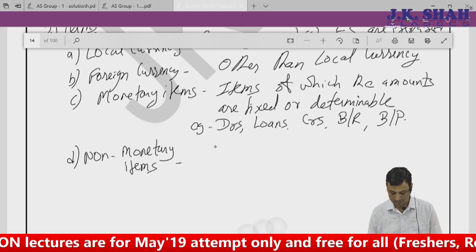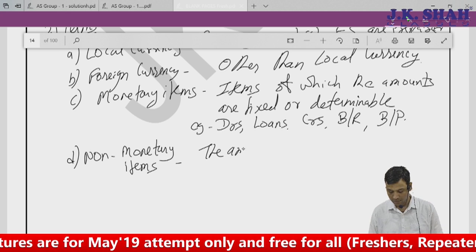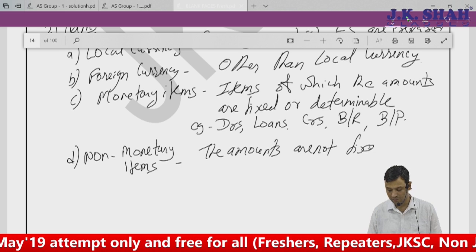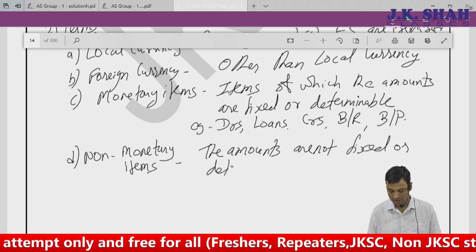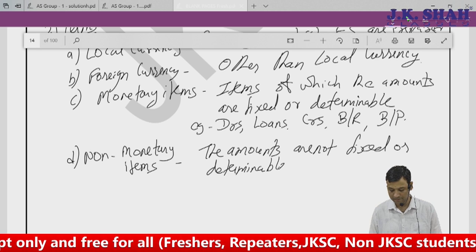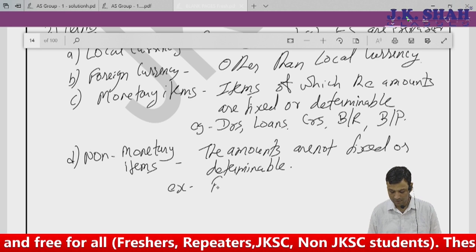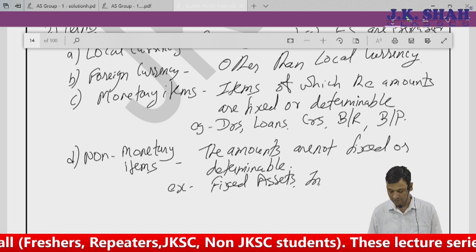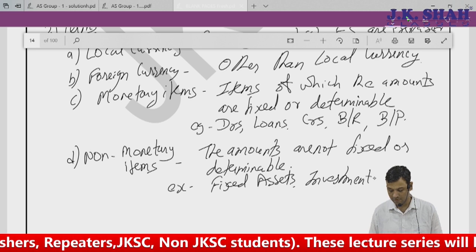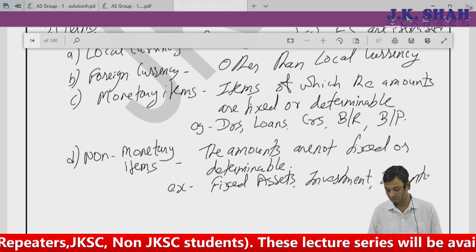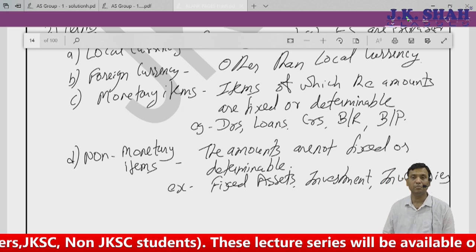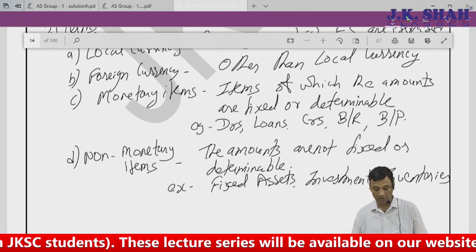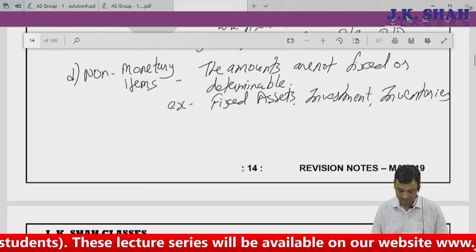Non-monetary items: the amounts are not fixed or determinable. Example, fixed assets, investment, inventories. The amount is not fixed. If I want to dispose of a fixed asset, how much would I realize? The amount is not fixed. So it's a non-monetary item.